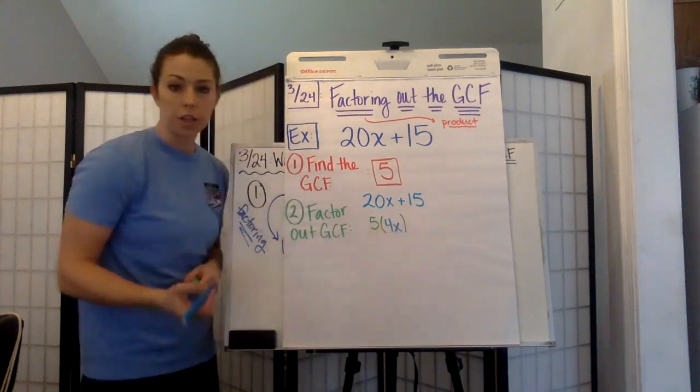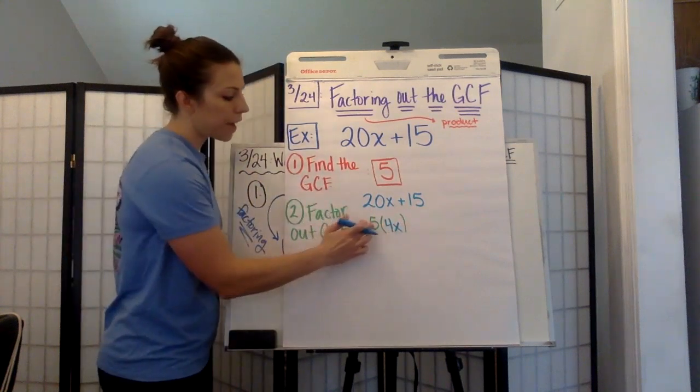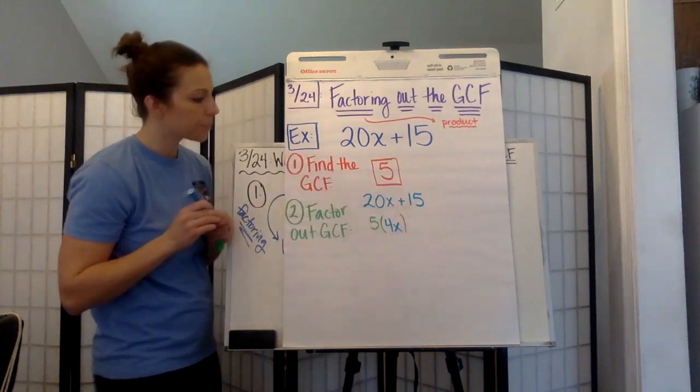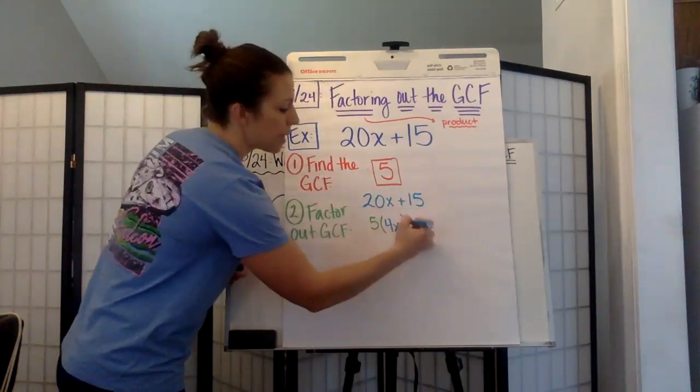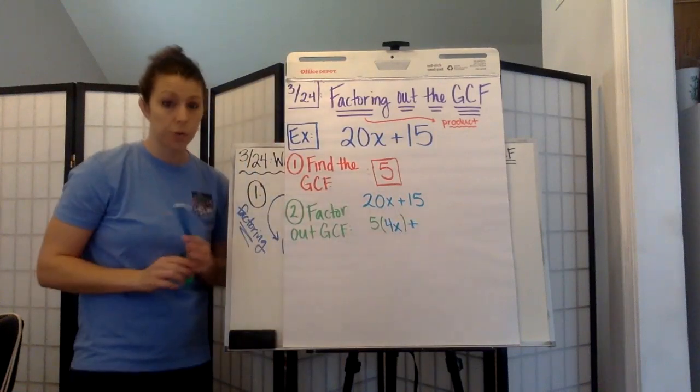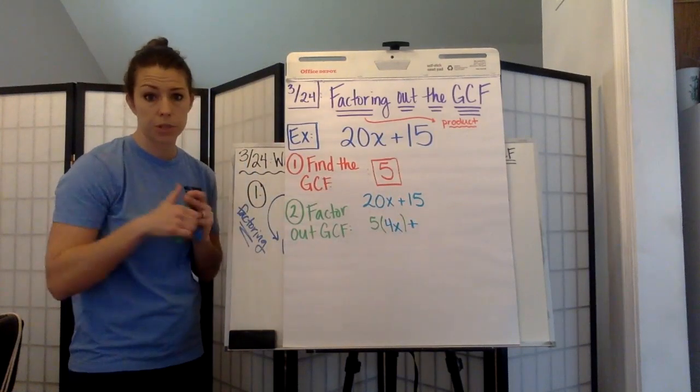I just attach it to the 4. Let's double check really quick. 5 times 4 is 20, times x is 20x. We're good so far. Okay, now maintaining the structure, because this is still a sum. We haven't changed it into a product yet. We're just changing each term into a product.